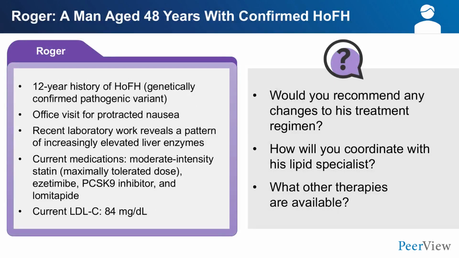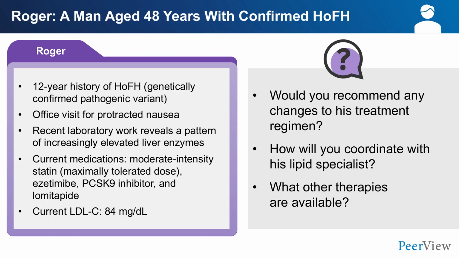This is Roger, a 48-year-old with confirmed HoFH, diagnosed 12 years ago by a genetically confirmed pathological variant of HoFH. He was being seen for an office visit for protracted nausea, and his recent laboratory work revealed a pattern of increasing elevated liver enzymes.